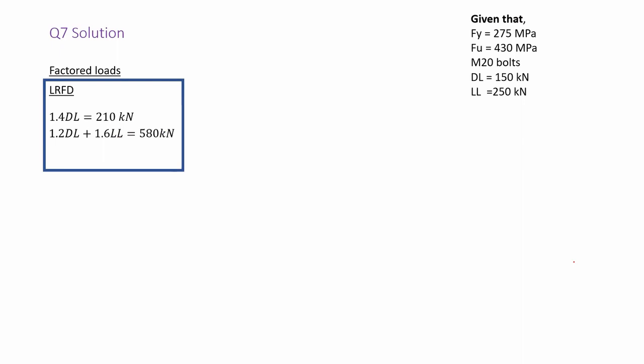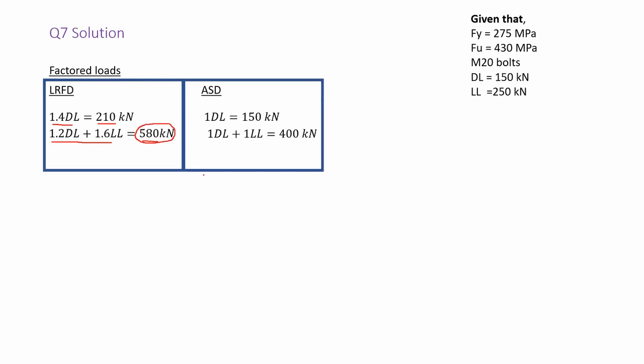We have to consider, first of all, the factored loads based on LRFD. Since I have a dead load and live load, first I will check for 1.4 dead load. It gives me 210. If I factor the load with this equation, it appears to be 580 kilonewtons. So for LRFD, I'm going to consider this. Now for the ASD, it appears to be different. We will consider 1 DL, dead load 150. If you consider the live load as well, it becomes 400 kilonewtons. So 580 for LRFD and 400 for ASD.